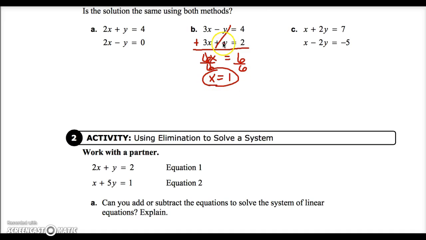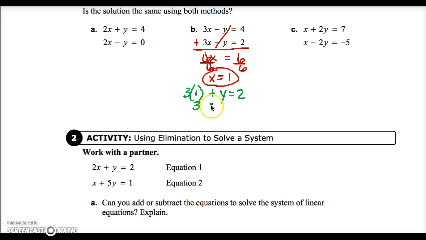And then I need to know what y is. So this time I'm going to plug the 1 into the second equation because if you notice it says plus y and I won't have to deal with the negative. So 3x, well that's 1, so 3 times 1, plus y equals 2.